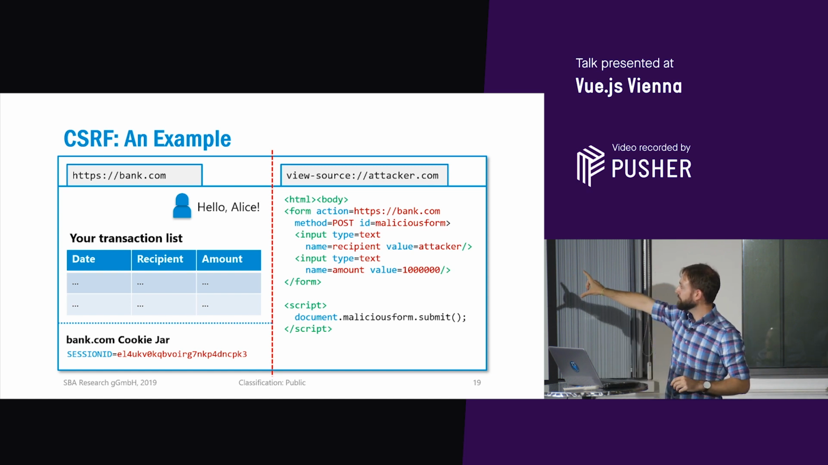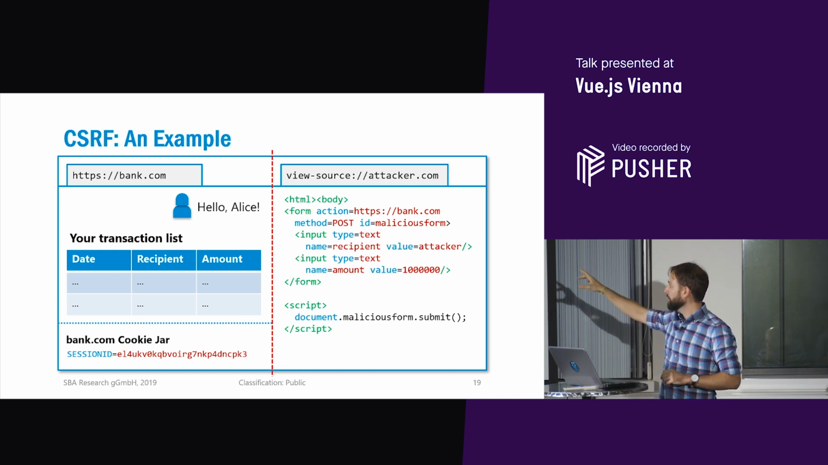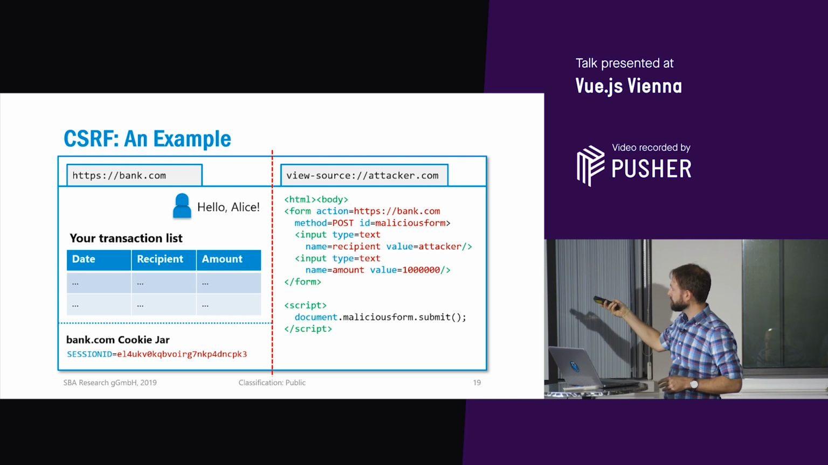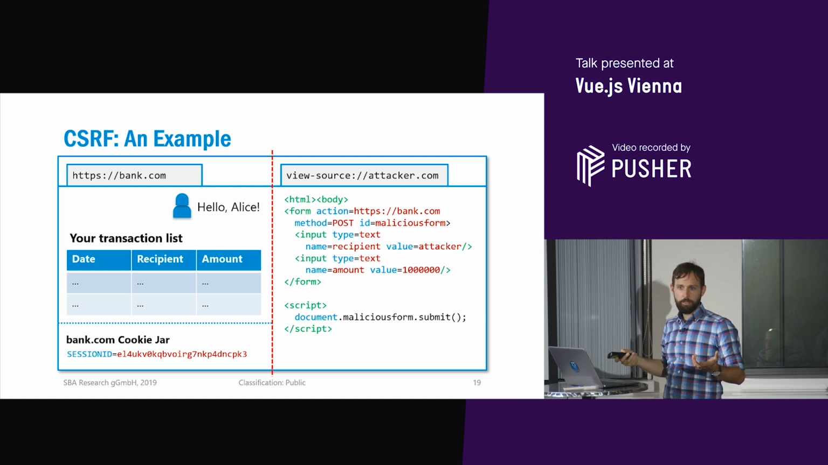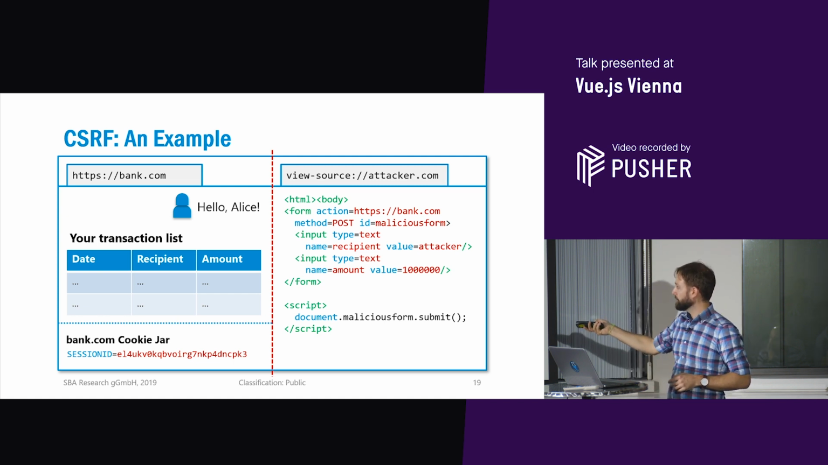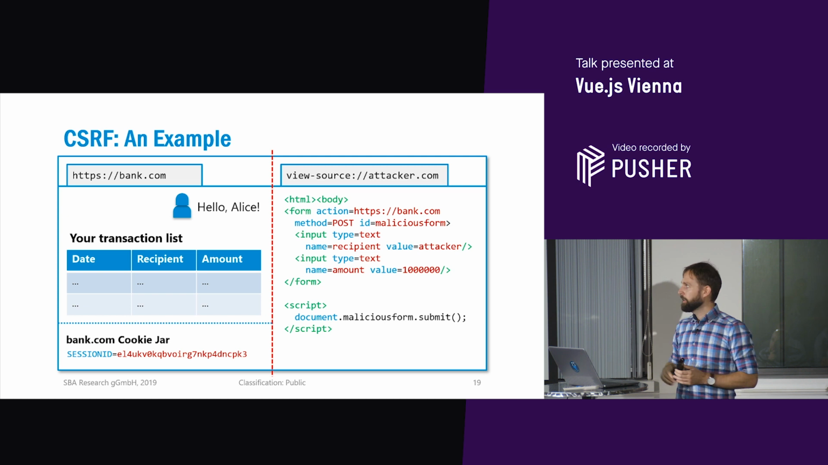And in this website, we have an HTML document, and we have a classic HTML form. That form action, as you can see, points to bank.com. It says method post, and it has 2 input fields. It has the attacker as the transfer target, and it has an amount of 1 million, I think it's 1 million euros, okay? And here there's a little script. It says document.maliciousForm, which refers to this ID here, .submit. So that form is going to be submitted, okay?